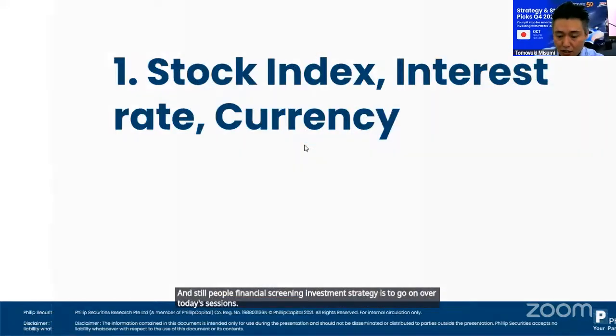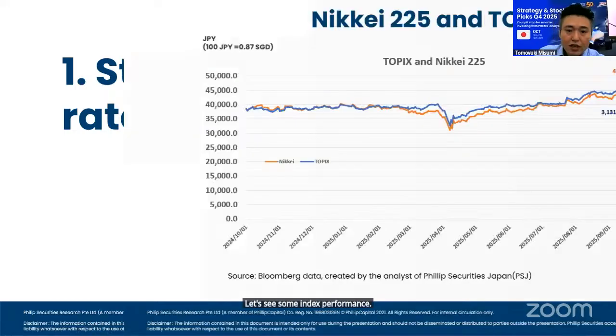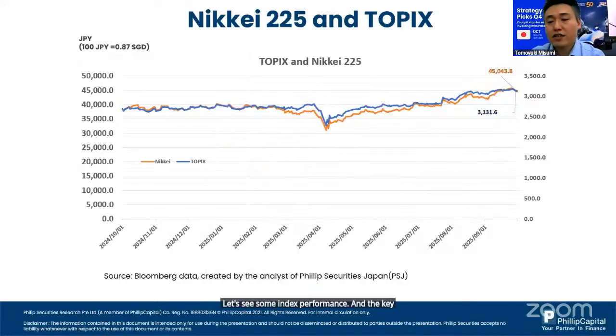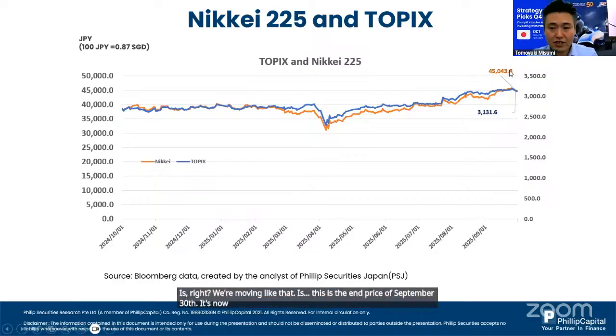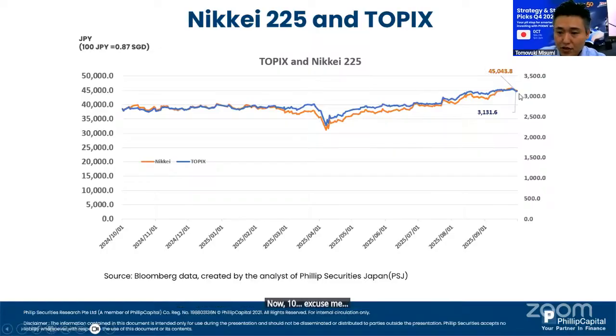Let's see some index performance. And the topics are moving like that. This is the end price of September 30th. It is now currently exceeding 48,000, and rising faster after October 1st.